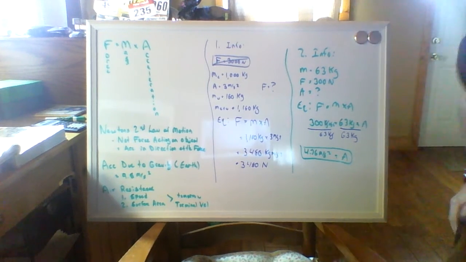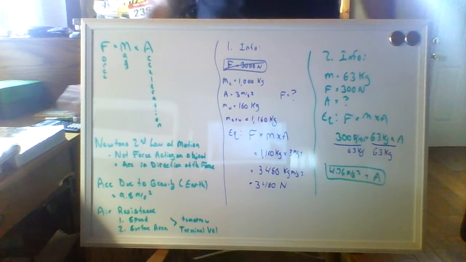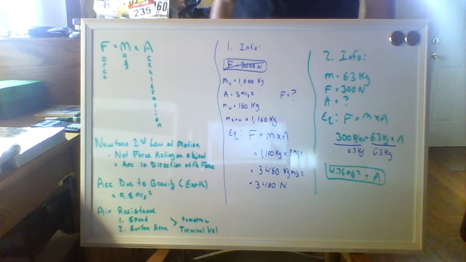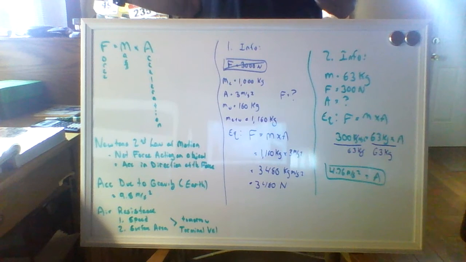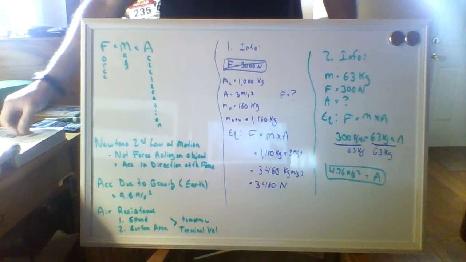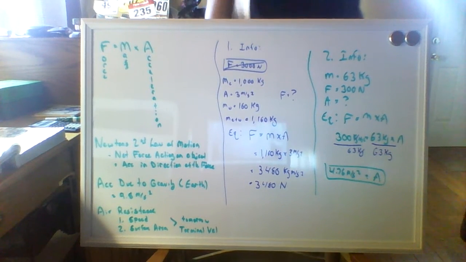The first one says, it takes a force of 300 newtons to accelerate an empty 1,000-kilogram car at 3 meters per second squared. If a 160-kilogram wrestler is inside the car, I'm not sure why it has to be a wrestler. It could just be any other person, but apparently the person being a wrestler is important to our book here. How much more force will be needed to produce the same acceleration?